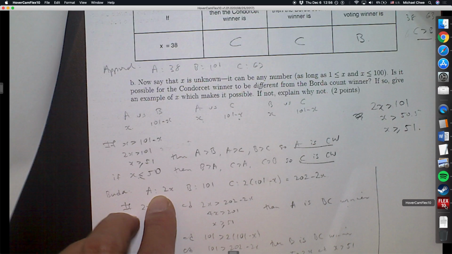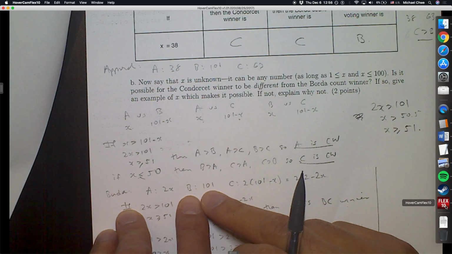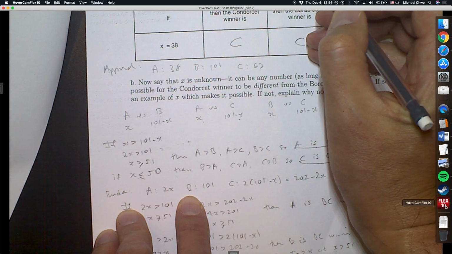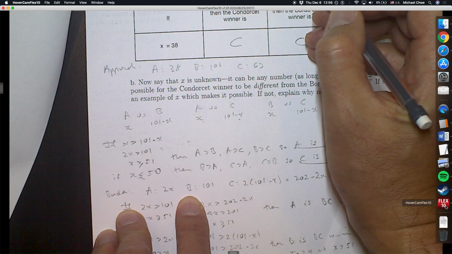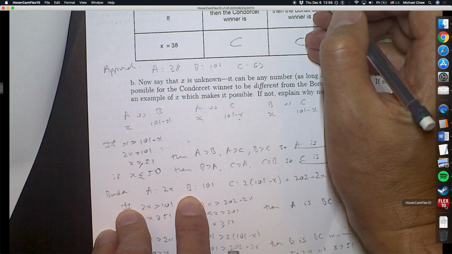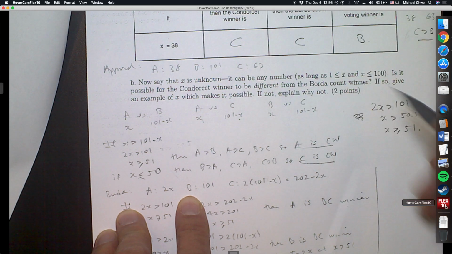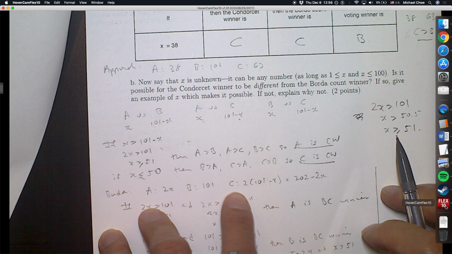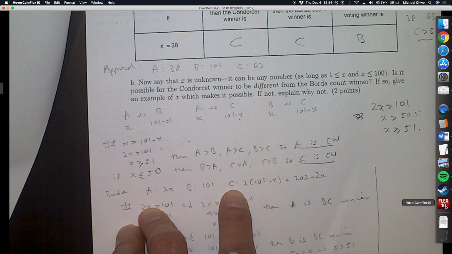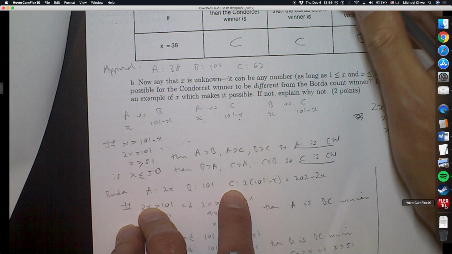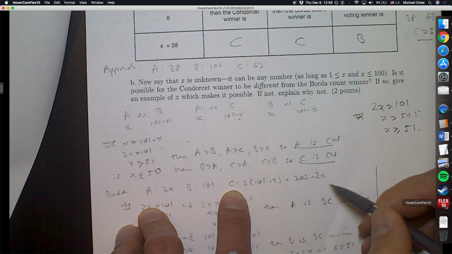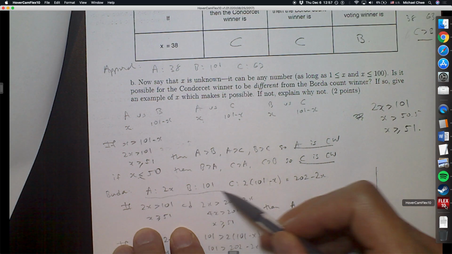Borda count, A gets 2x. How many does B get? Well, 1 from x, right? 1 from this group and 1 from here. So altogether, B gets how many Borda count points? 101, right? It's just x plus 101 minus x. How many Borda count points does C get? Well, 2 times 101 minus x. Because C gets 2 points from here. So you just have these expressions. These are the Borda count things.